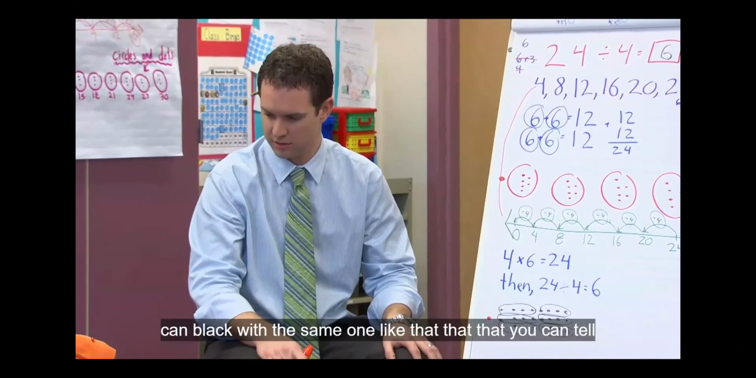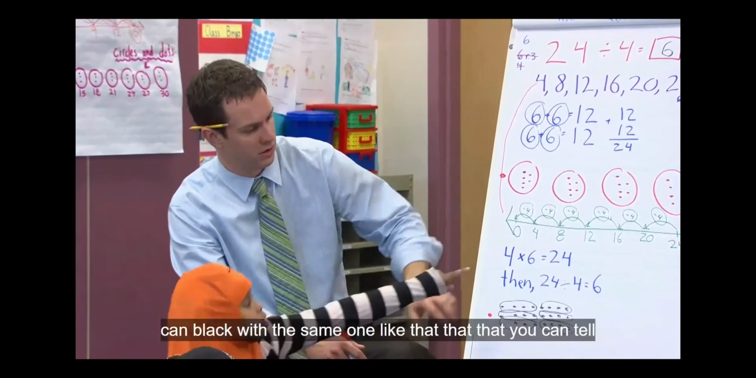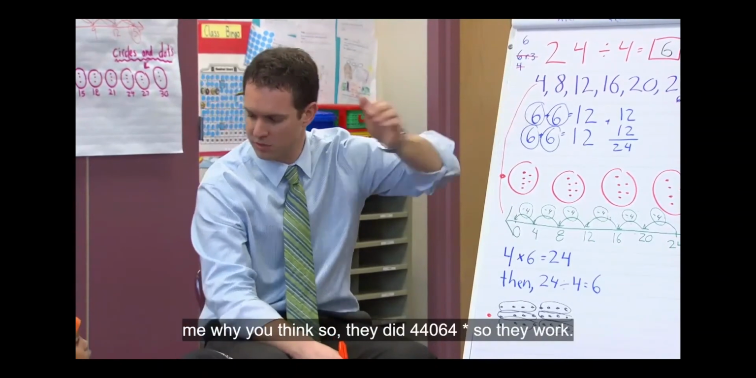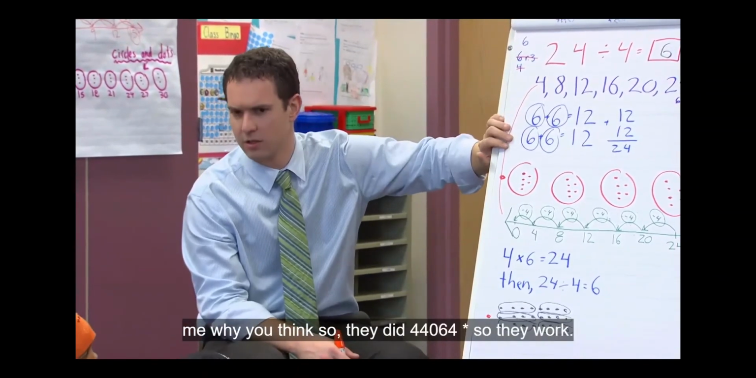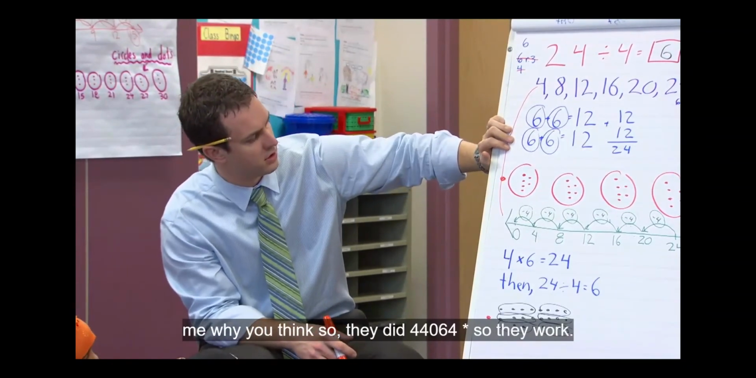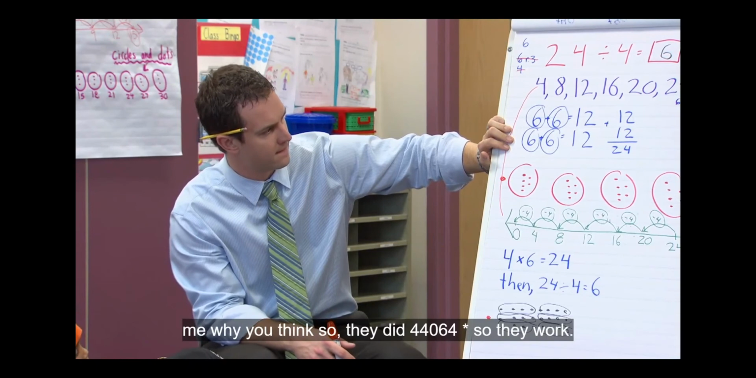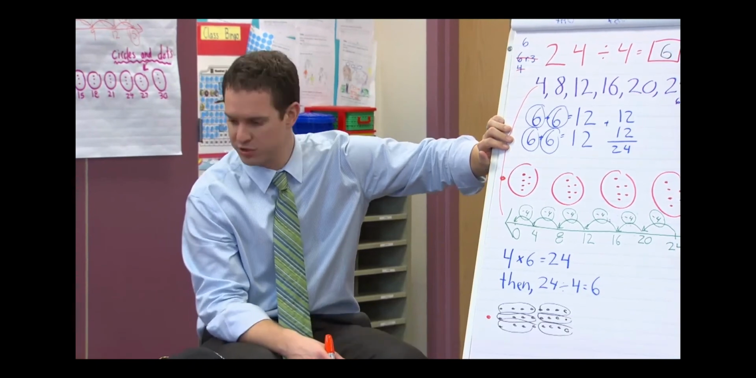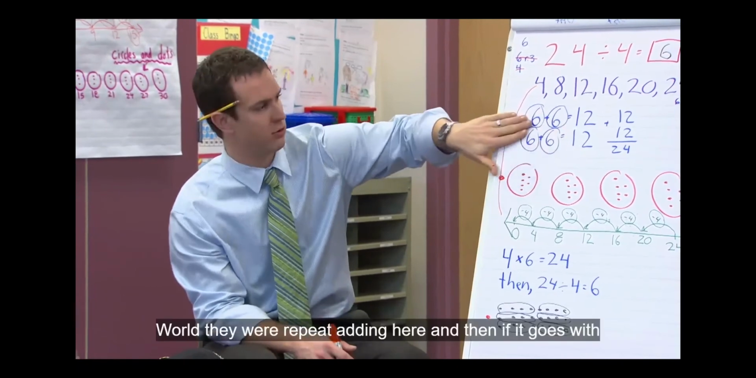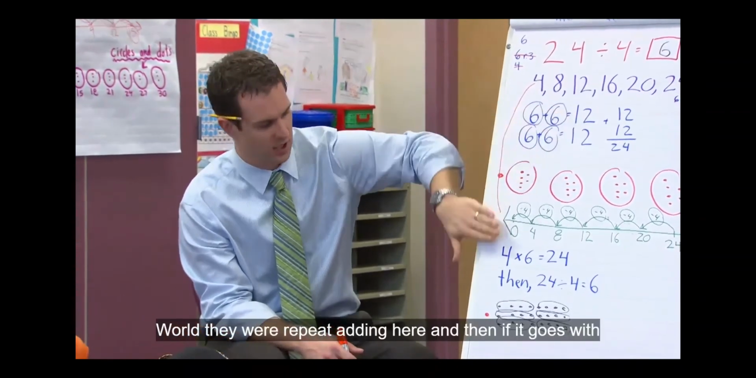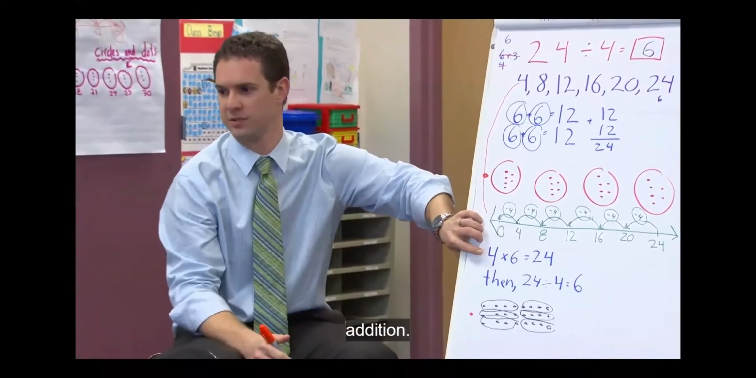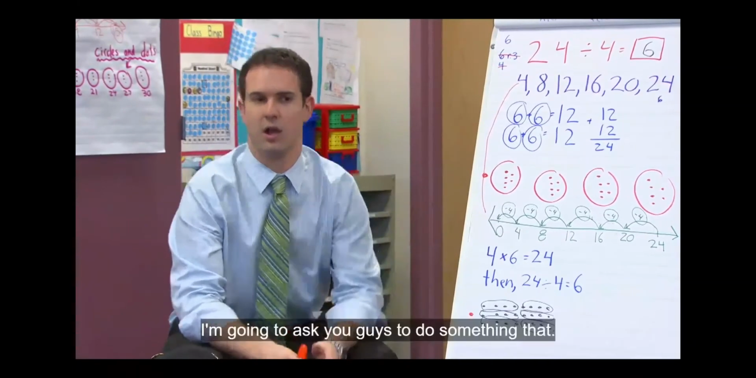Yeah, because this equation goes with the same one like that equation. Can you tell me why you think so? Because they counted 4 times. Okay, so were they counting forwards or counting backwards? Forwards. They were repeat adding here, and if it goes with this one, we know that multiplication is repeated addition, right? Okay.